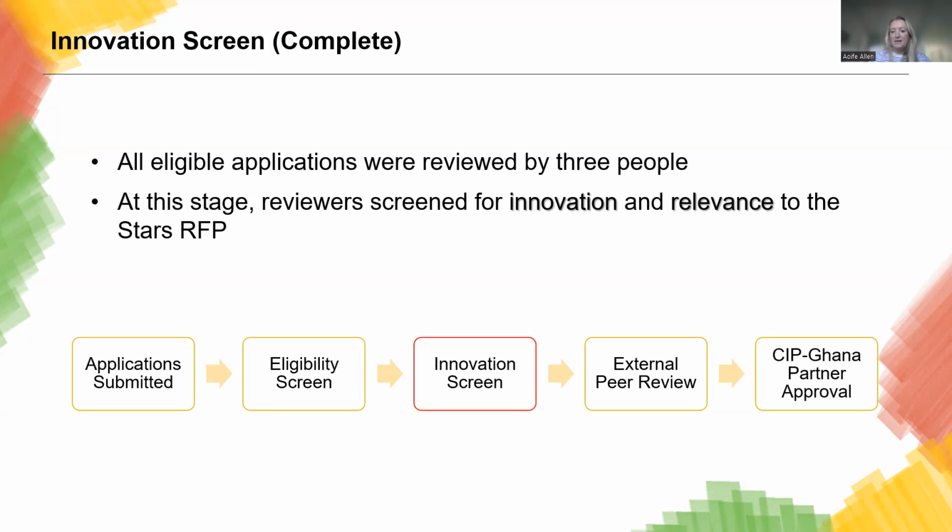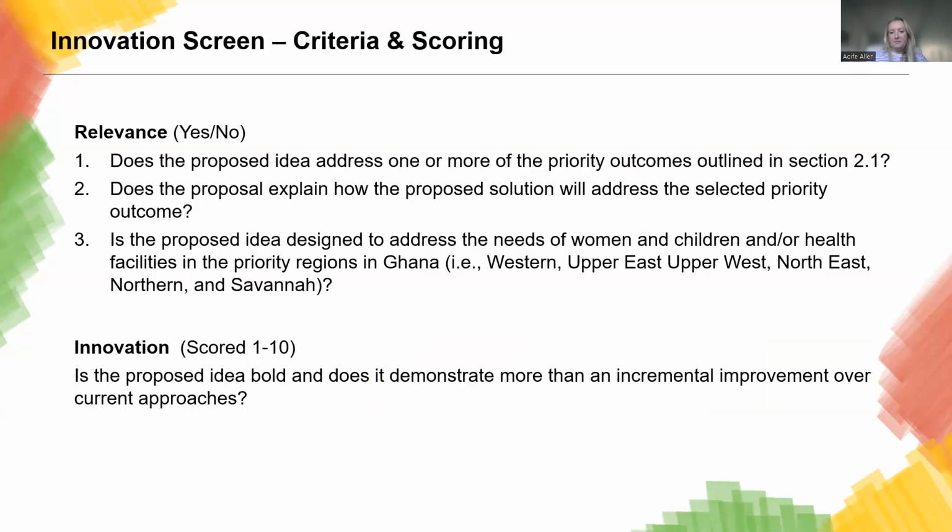At this stage, we asked that the reviewers evaluate the proposed idea only for its innovativeness and relevance to the RFP, and not the feasibility or the quality of the project plan. The relevance criteria used a simple yes/no binary scoring. The innovation criteria used a ranked score from 1 to 10. Reviewers were provided with scoring guidance to reference in order to ensure consistency in the scoring.